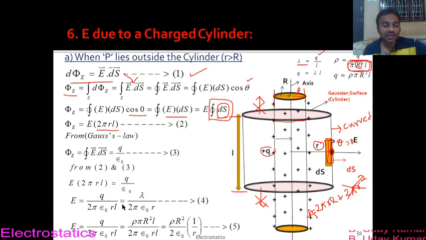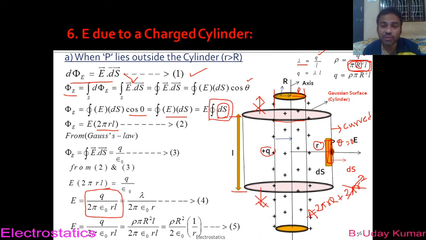You can stop here itself if you want, for board examination. There is nothing wrong, you will get full marks. But as I already mentioned, since the charged cylinder is an example of linear charge distribution and volume charge distribution, you can write this electric field intensity in terms of lambda and in terms of rho. So we just convert this equation in terms of lambda and rho.